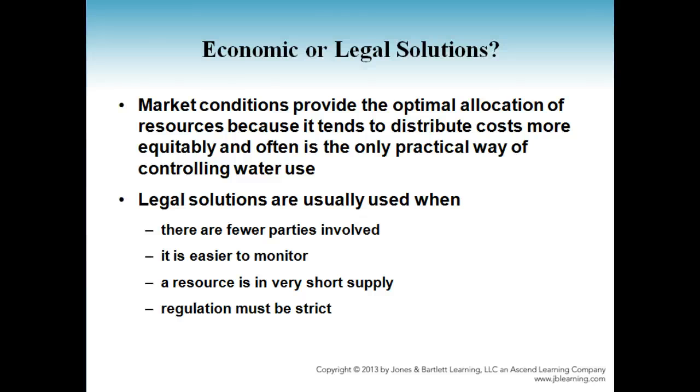Market conditions may provide a better allocation system because it tends to distribute costs more equitably and is often the only practical way of controlling water use. Legal solutions are usually used only when there are fewer parties involved, a source is easy to monitor, or a resource is in very short supply. Regulations must be strict and they're expensive to enforce, whereas market conditions are automatically felt across the society. If you attach costs to water use, then people will change their behavior.